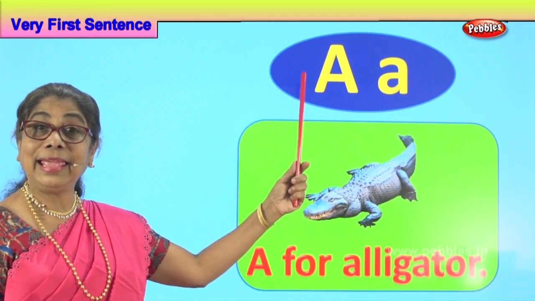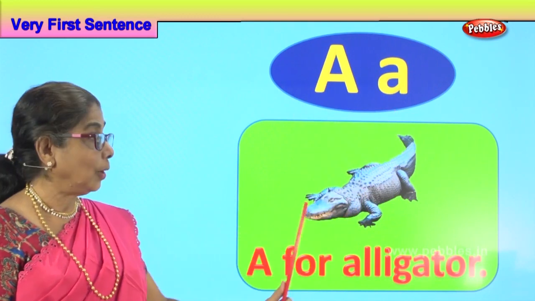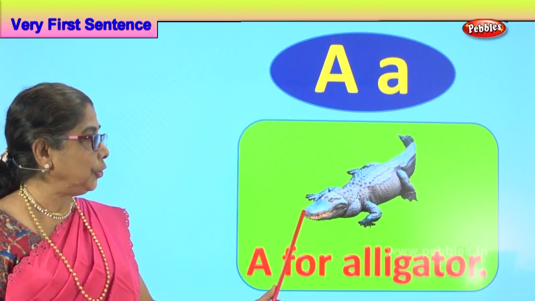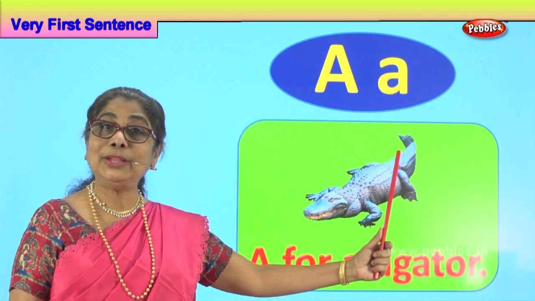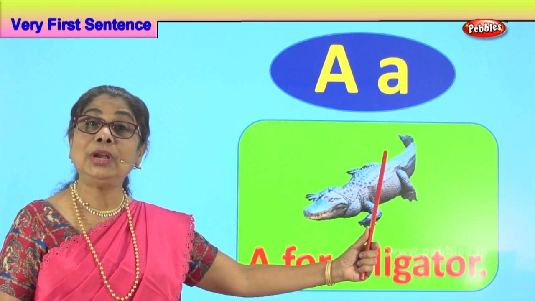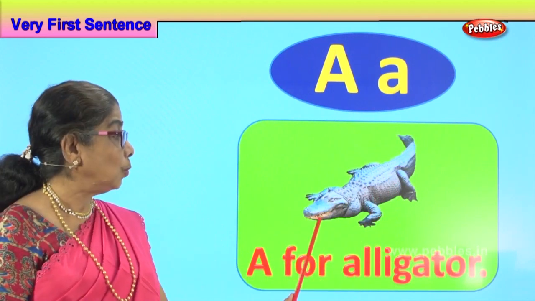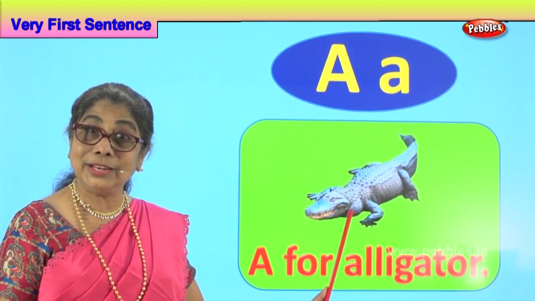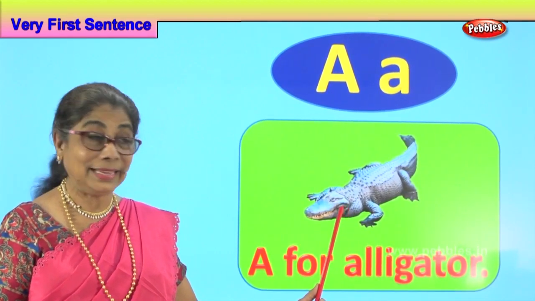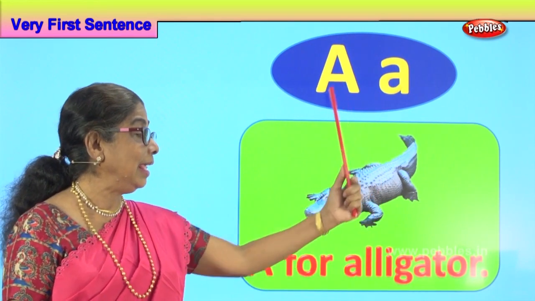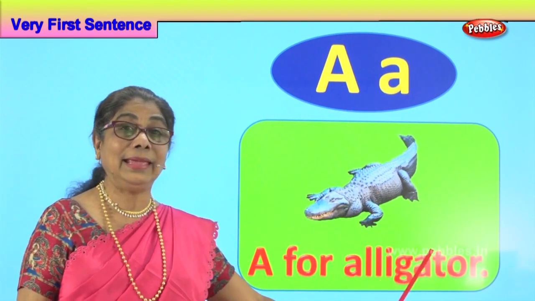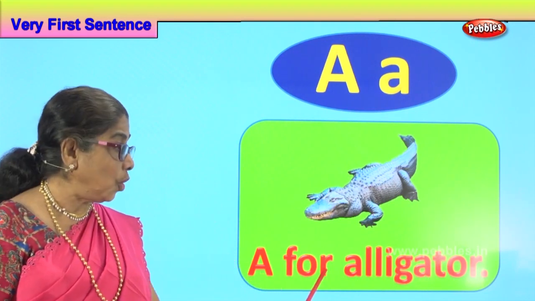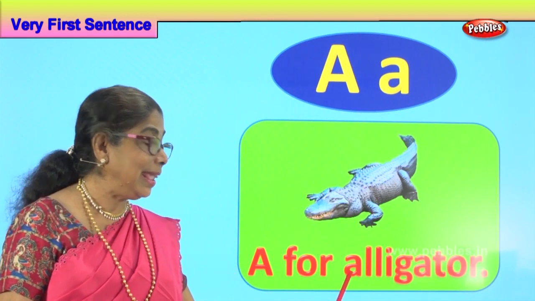Look, again A, big and small. Wow, what is this? Alligator. It's a huge animal you see in the pond, in the river. He's got a big mouth. It looks like a lizard in your house. Is it? Yes, alligator. A for alligator. Read with me. A for alligator. A.